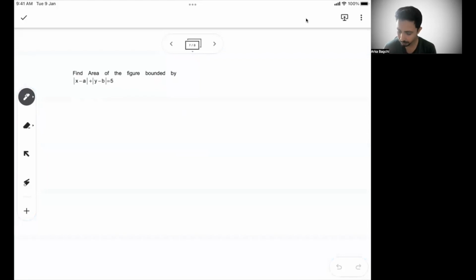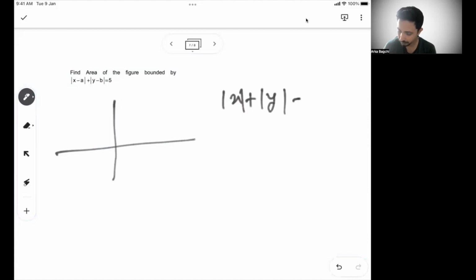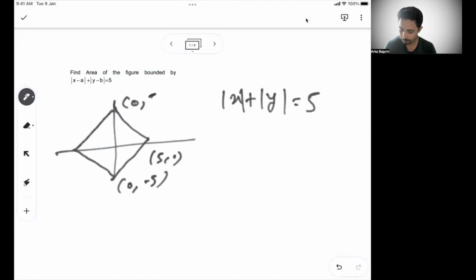Let's find the area of the figure bounded by mod of x minus a. So here also, see what we know: mod x plus mod y equal to 5. We knew this is the graph of mod x plus mod y equal to 5, right? Where this is 5, 0, 0, minus 5, 0, 5, minus 5, 0. This is the base graph of mod x plus mod y equal to 5.